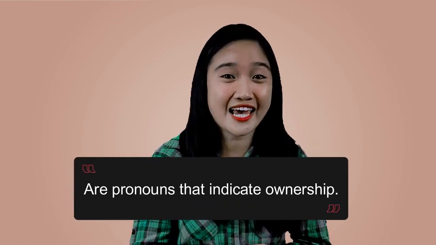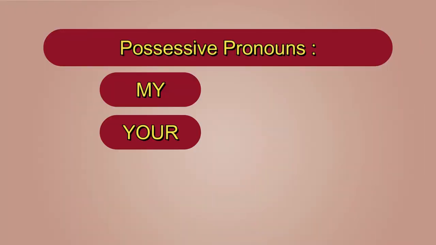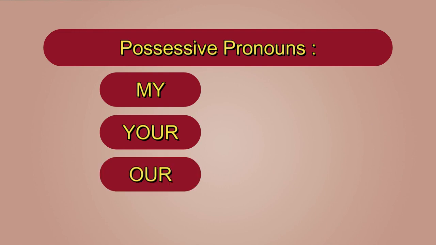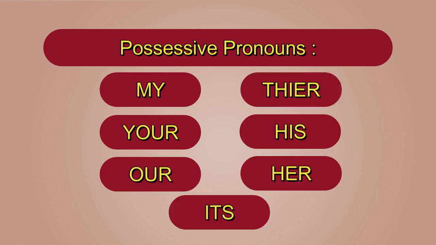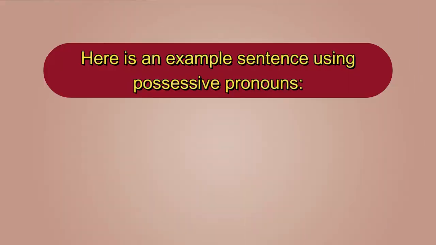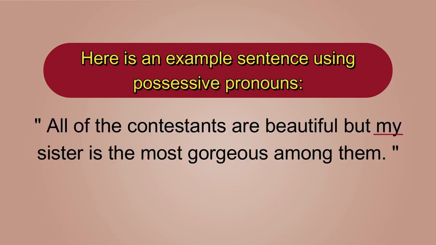Possessive pronouns are pronouns that indicate ownership. Among them are the following: my, your, our, their, his, her, and its. Here is an example sentence using possessive pronouns. All of the contestants are beautiful, but my sister is the most gorgeous among them.